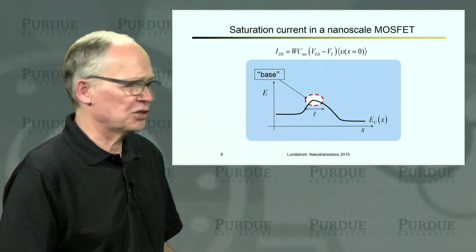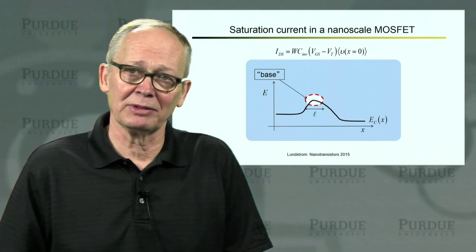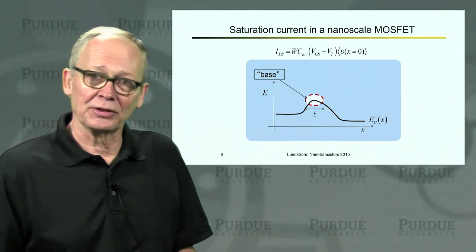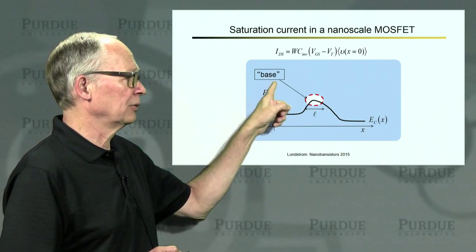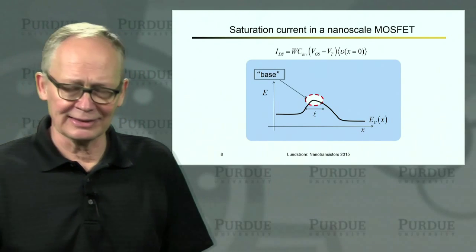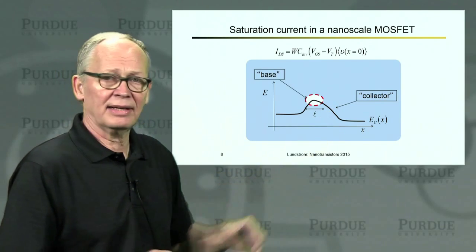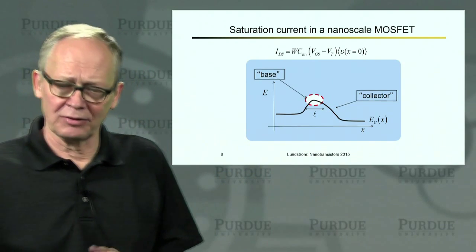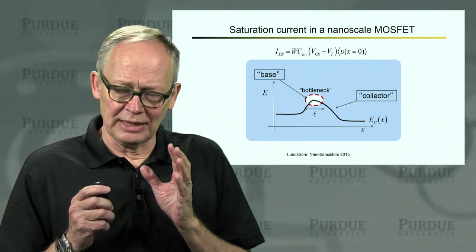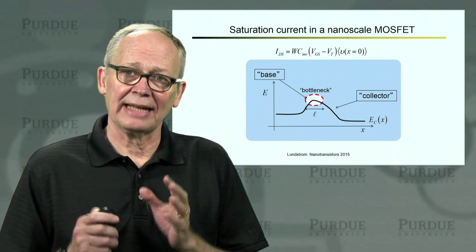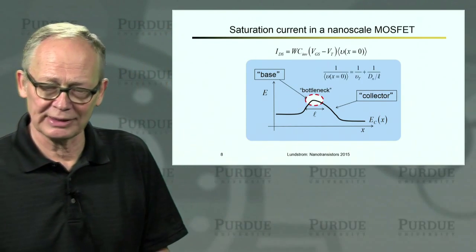Now, you could think of that short region. This energy band diagram looks similar to an energy band diagram of a bipolar transistor. So for those of you that are familiar with bipolar transistors, we could think of this bottleneck region as the base of a bipolar transistor. The high field part of the channel we could think of as acting like the collector of a bipolar transistor. And in order to get current, then, electrons have to get across this bottleneck region, which is like getting across the base of a bipolar transistor.